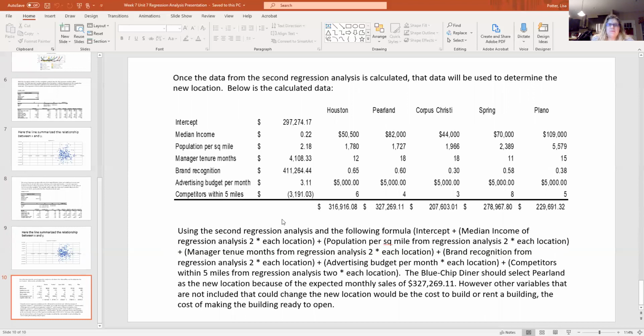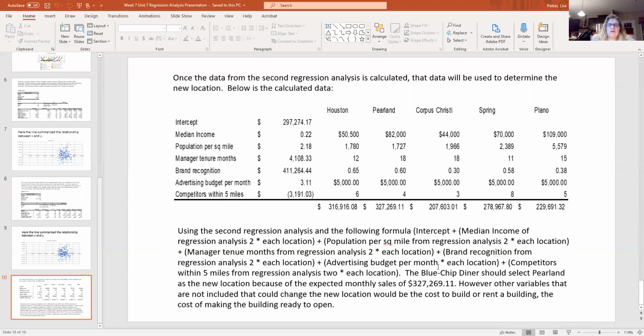By taking that, we use the following formula: the intercept plus the median income of regression analysis 2 times each location, plus the population per square mile from regression analysis 2 times each location, plus manager tenure months from regression analysis 2 times each location, brand recognition from regression analysis 2 times each location, plus the advertising budget per month times each location, plus competitors within 5 miles from regression analysis 2 times each location.